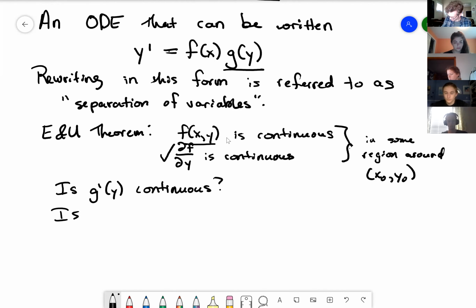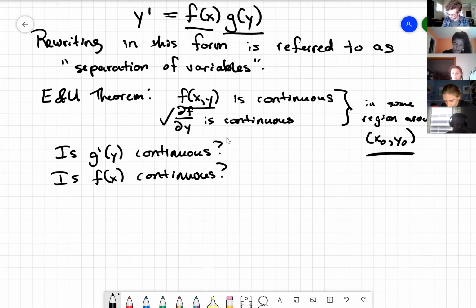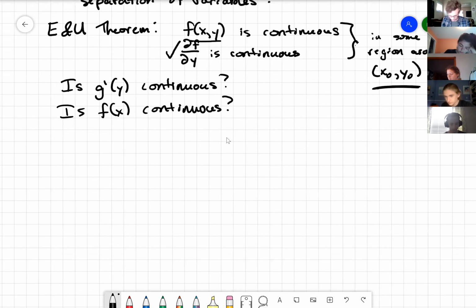So next we ask, is f of x continuous? And if it is, then we have a continuous function multiplied by a continuous function, so the whole thing is continuous. So it's much easier to check in this case if the hypotheses of the existence apply. And of course, if they do, we have a unique solution which exists somewhere around our initial condition. Okay, so that's one of the benefits of a separable ODE.